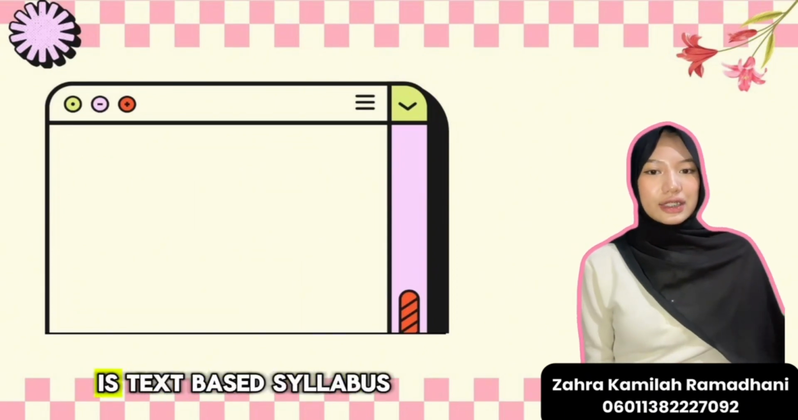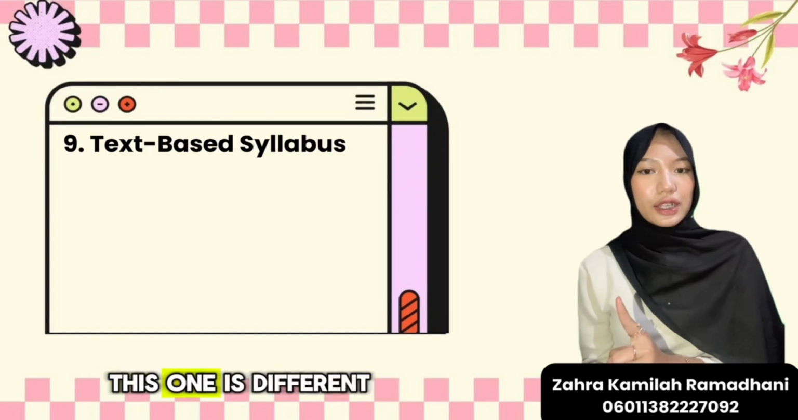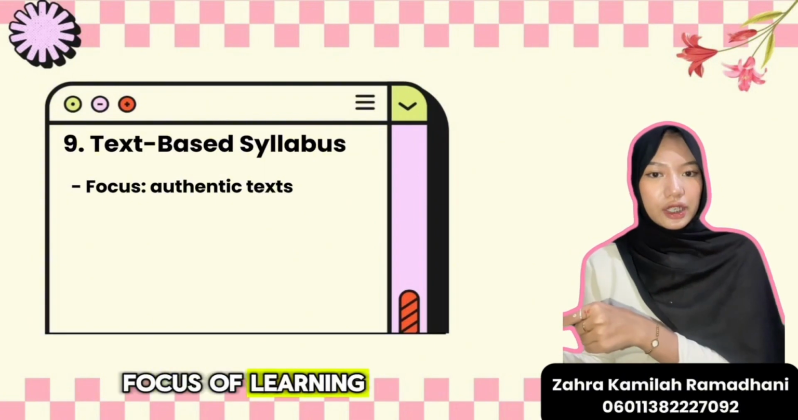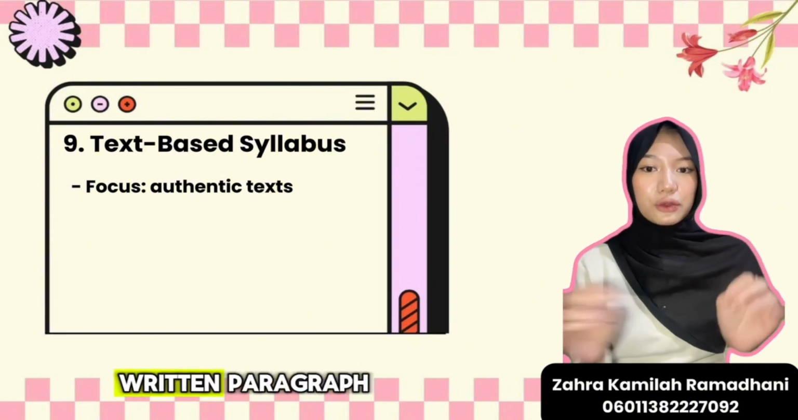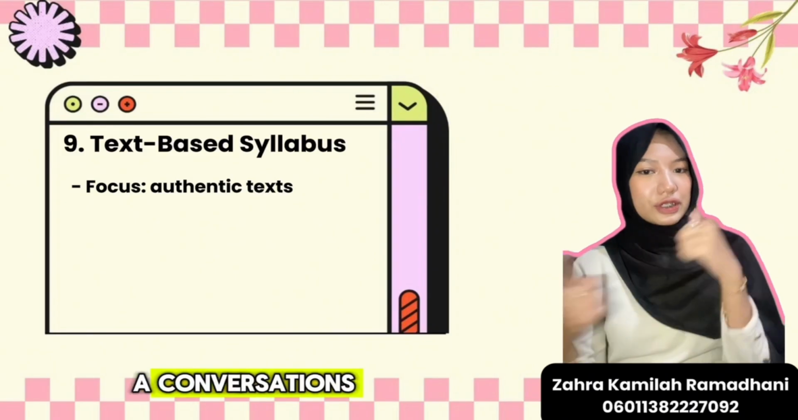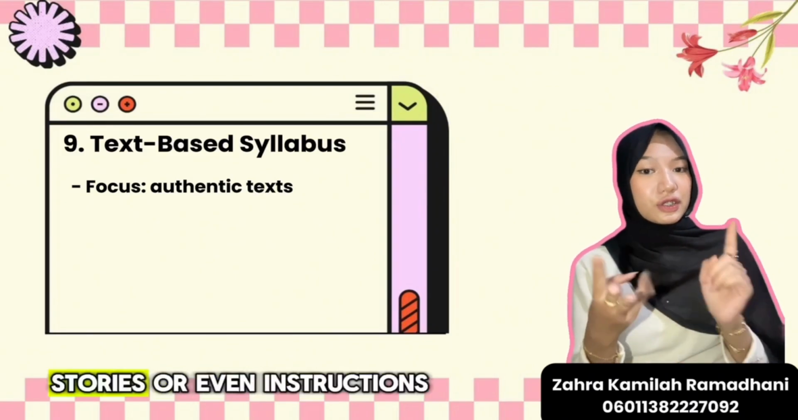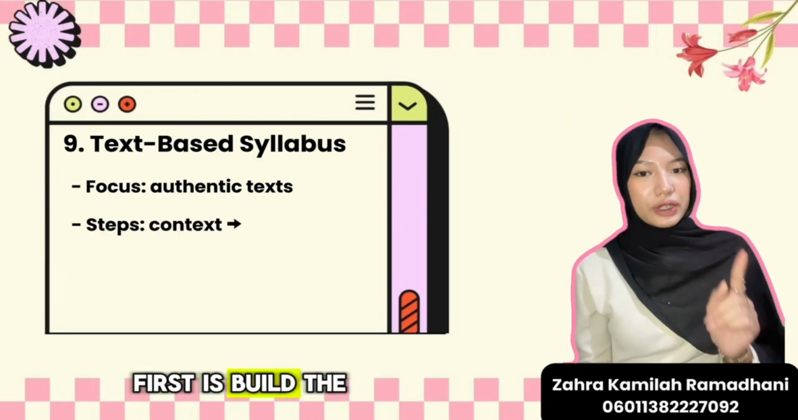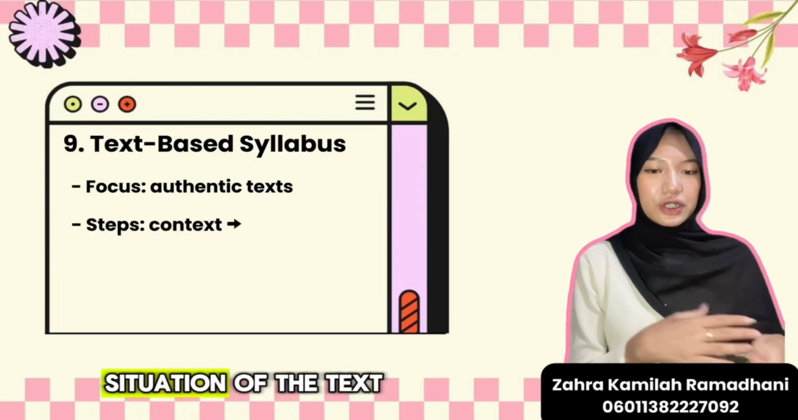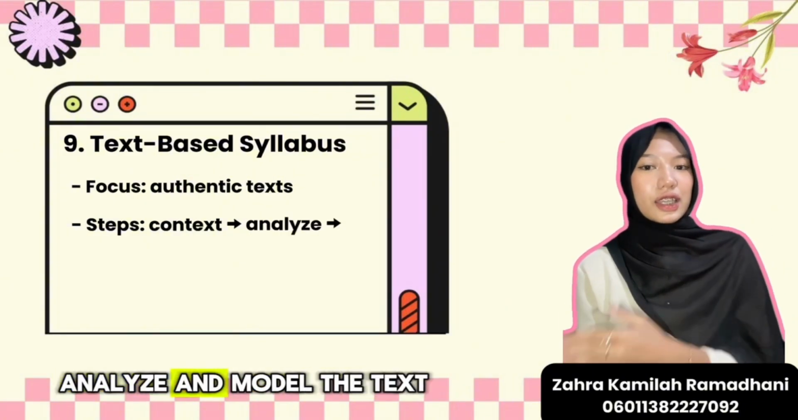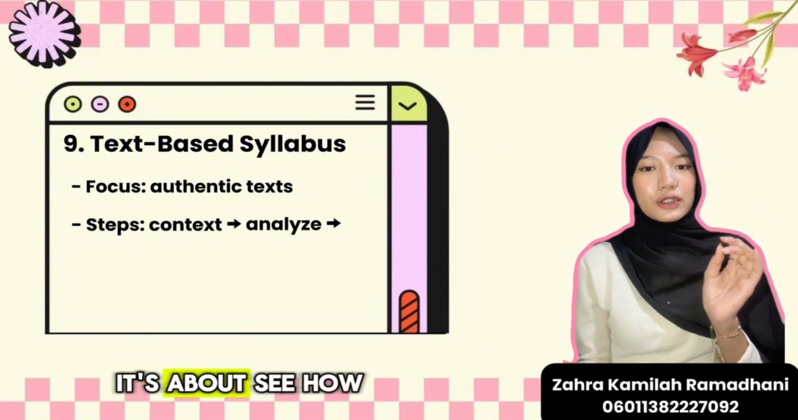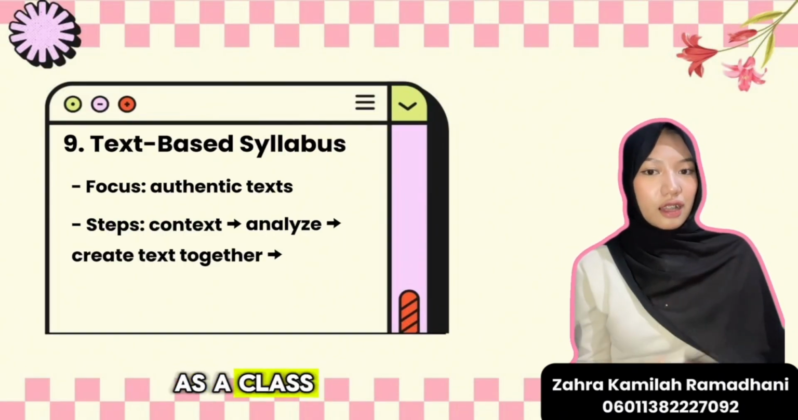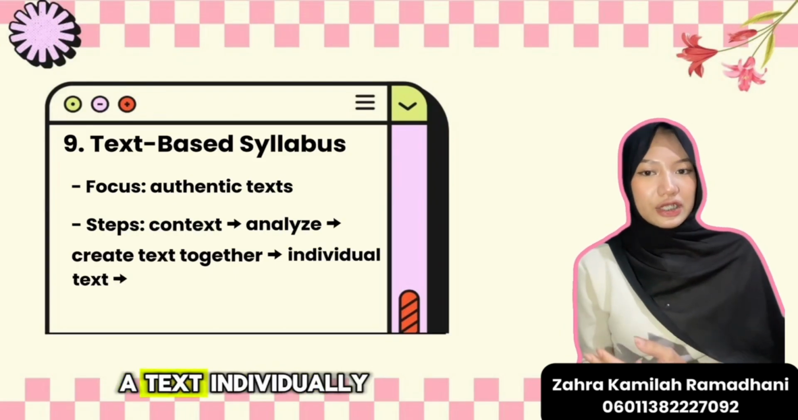And then the next is text-based syllabus. This one is different because it uses real text as the main focus of learning. A text here does not only mean a written paragraph, but it can be conversations, forms, reports, stories, or even instructions. The process usually goes like this. First is build the context, or understanding the situation of the text, and the second is analyze and model the text. It's about seeing how it is structured, and the third is create a text together as a class. The fourth is create a text individually.